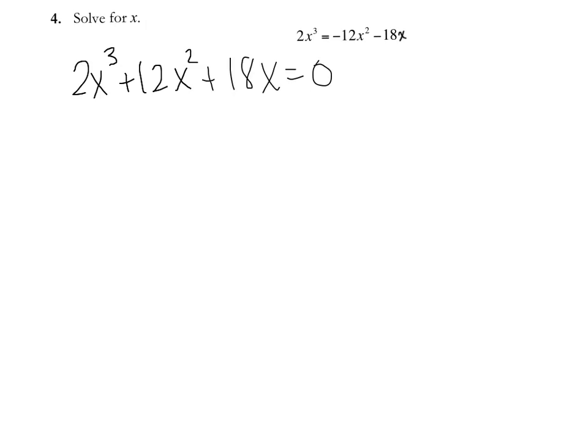Looking at this, I'm going to look at my numbers first and then my variables. Looking at the numbers 2, 12, and 18, I can see that 2 is a factor of all of those. Those are all even numbers. So I'll be able to pull out a greatest common factor of 2. But looking at the variable pieces, I have an x cubed, an x squared, and an x in these three terms. Notice that each of those has at least one factor of x. So we can also pull out an x as part of that GCF.